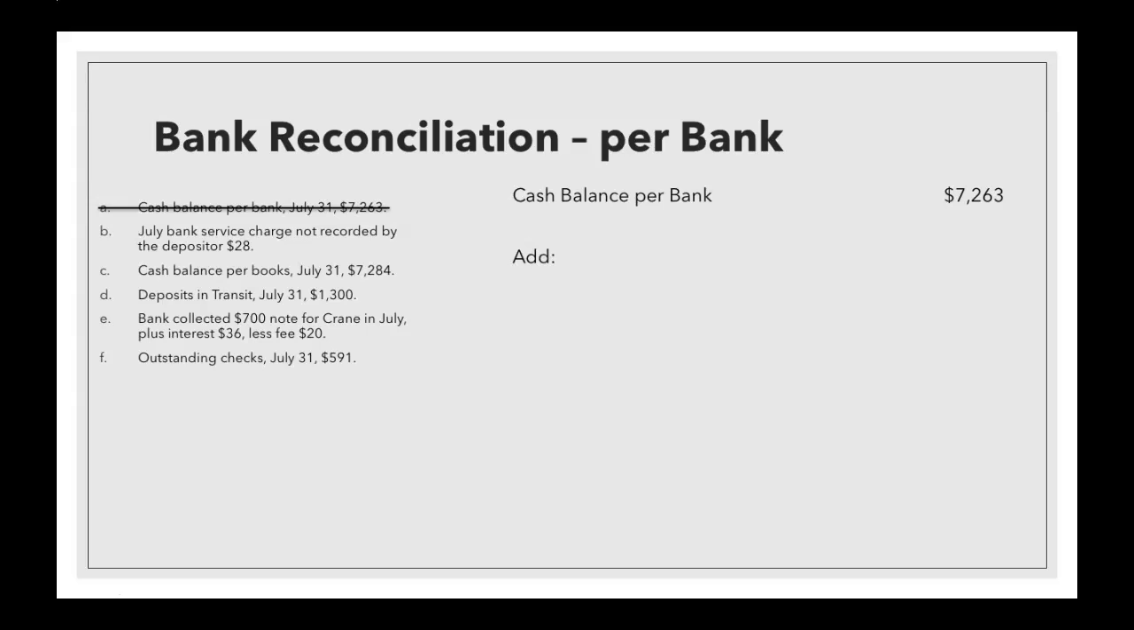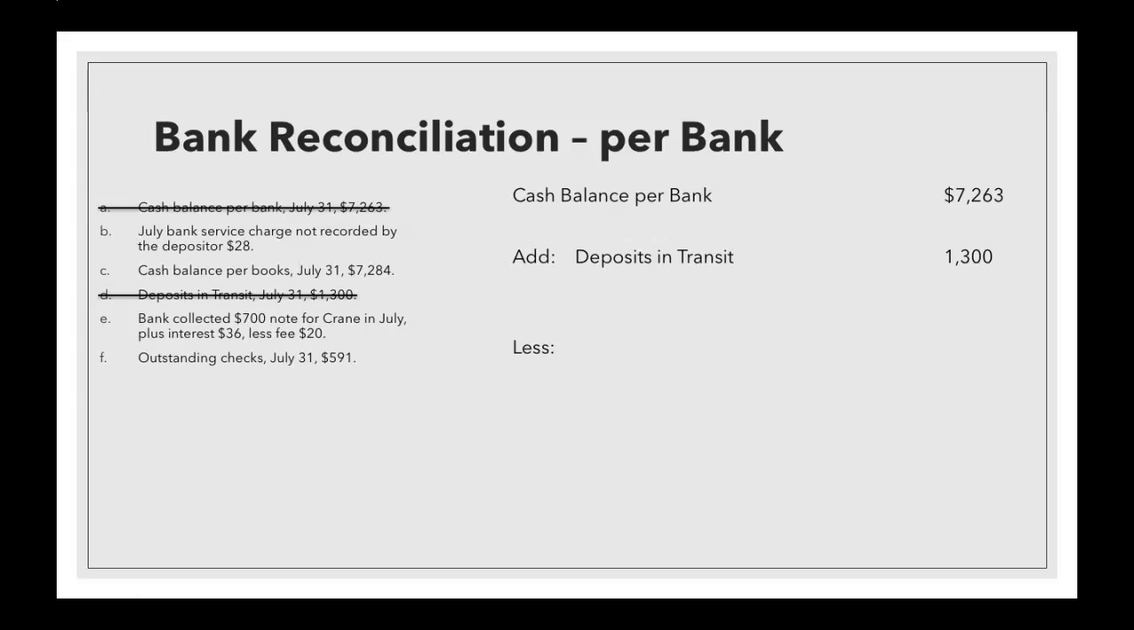So the first thing that we're going to add here are the deposits in transit. Us as the company, we know about these deposits. We've already recorded them, but they're in transit. They haven't made it to the bank yet. But once they do make it to the bank, it's going to increase your balance. So that's why we add it under the per bank side in a bank reconciliation.